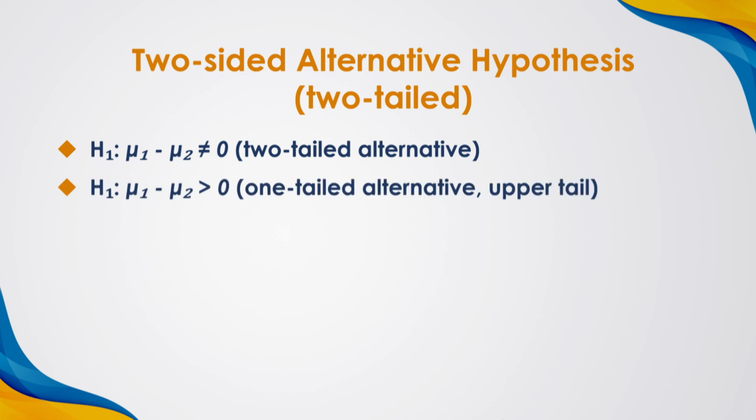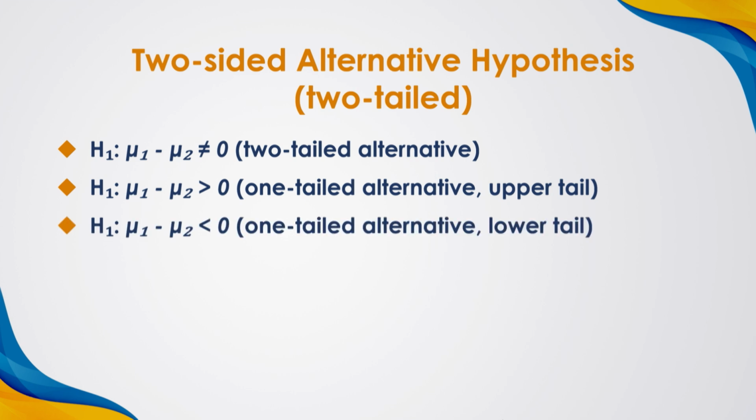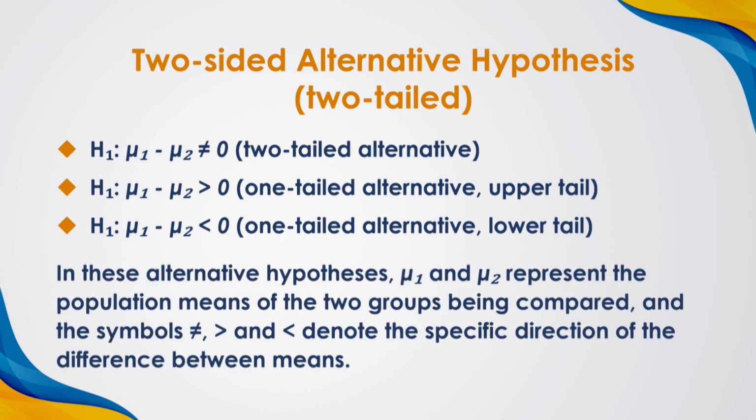We consider H1: mu1 minus mu2 greater than 0. This is one-tailed alternative, upper tail, and H1: mu1 minus mu2 less than 0 is called one-tailed alternative hypothesis, also lower tail. In these alternative hypotheses, mu1 and mu2 represent the population means of the two groups being compared, and the symbols not equal to, greater than and less than denote the specific direction of the difference between means.